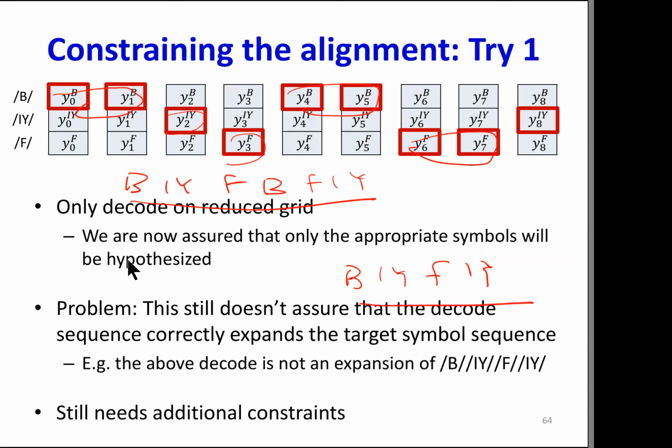So what can you do to make sure that the symbol sequence you get is exactly the symbol sequence that you want? Anyone want to take a guess? Maybe we do something with transition probabilities.